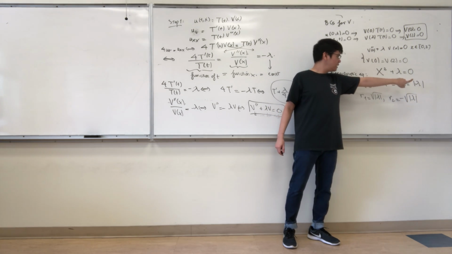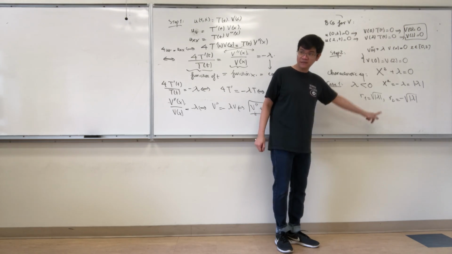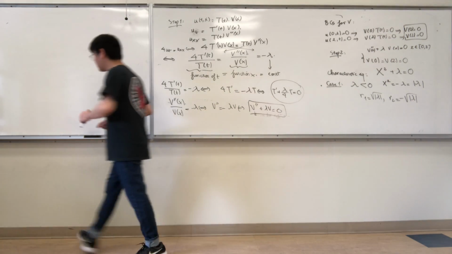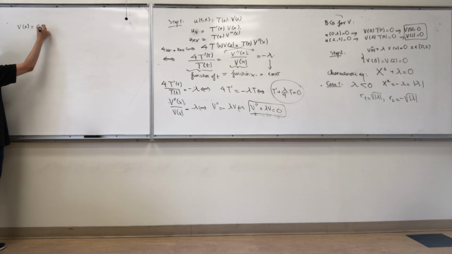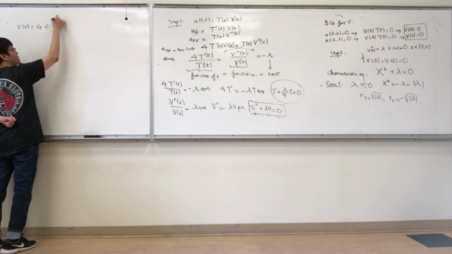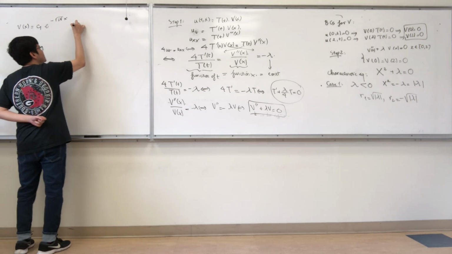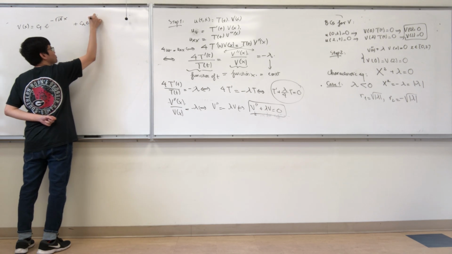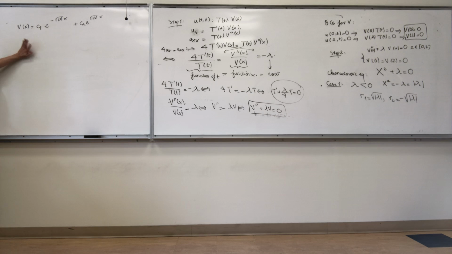You have x squared is the absolute value of lambda. So the first root will be square root lambda, and the second one is minus square root lambda. So then you have two solutions, right? So you have V of x will be C1 exponential of minus square root lambda x plus C2 exponential of square root lambda x. Alright, so this is what you have.